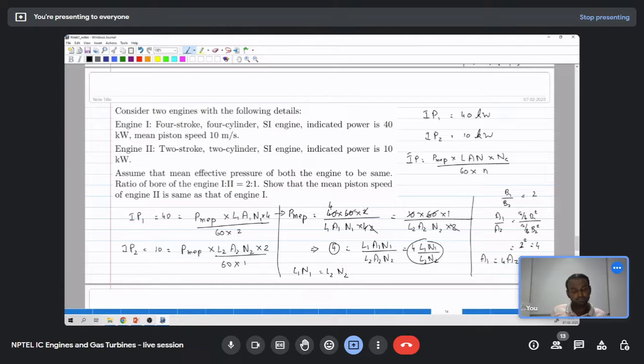So that means, writing mean piston speed as MPS, which is 2LN by 60, the MPS of engine 1 will be 2 by 60 L1 N1, which is the same as 2 by 60 L2 N2, the mean piston speed of engine 2. So finally, both the mean piston speeds are the same.